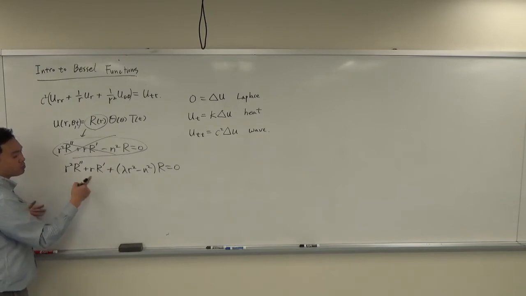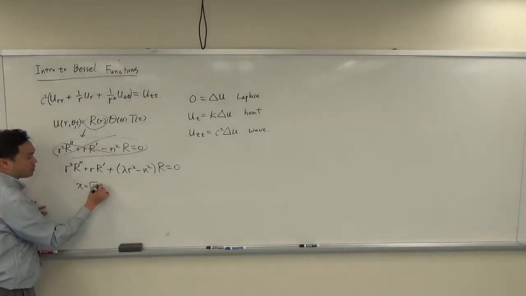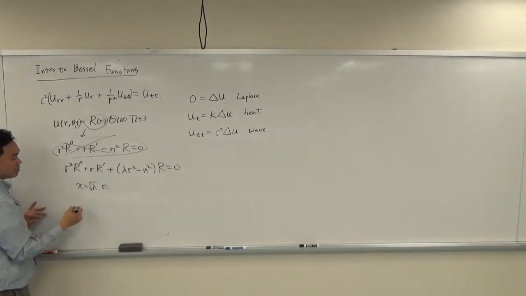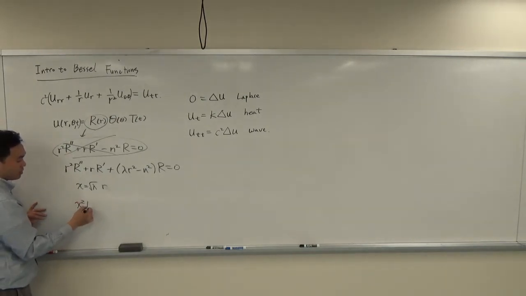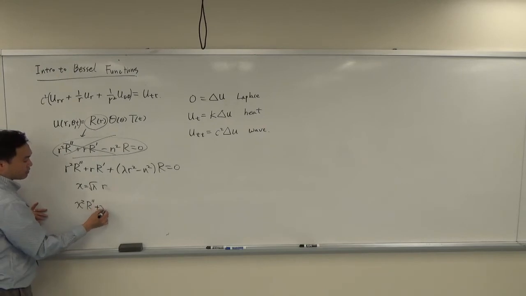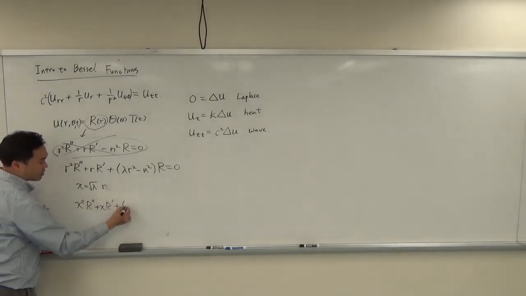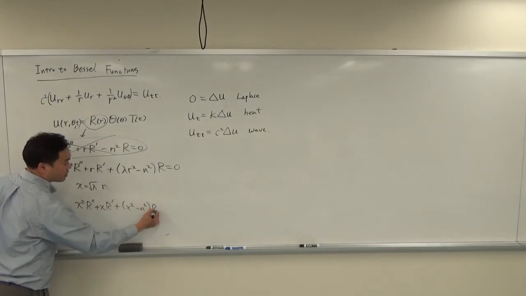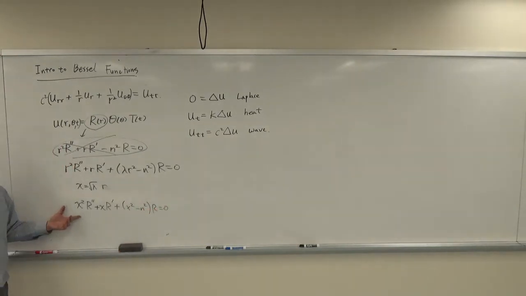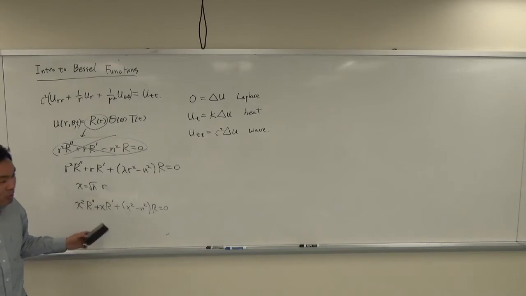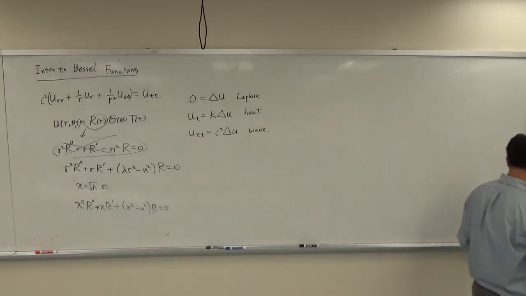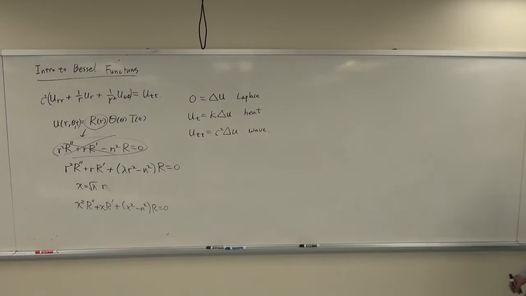And we can further do a change of variables as x equals the square root of lambda r, so that this becomes a function of x, so it's like x squared r double prime plus x times r prime plus x squared minus n squared r equals to 0. So at some point we have to solve this. Okay? So it's a new type of differential equation that we have to solve. That's where we start running into this thing called Bessel functions. Okay? So what is this Bessel's equation?